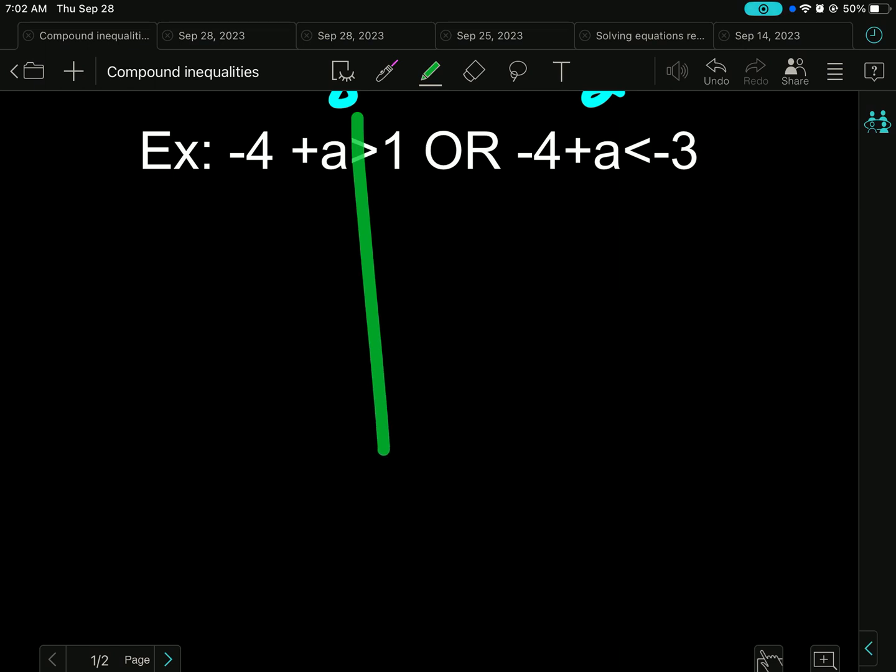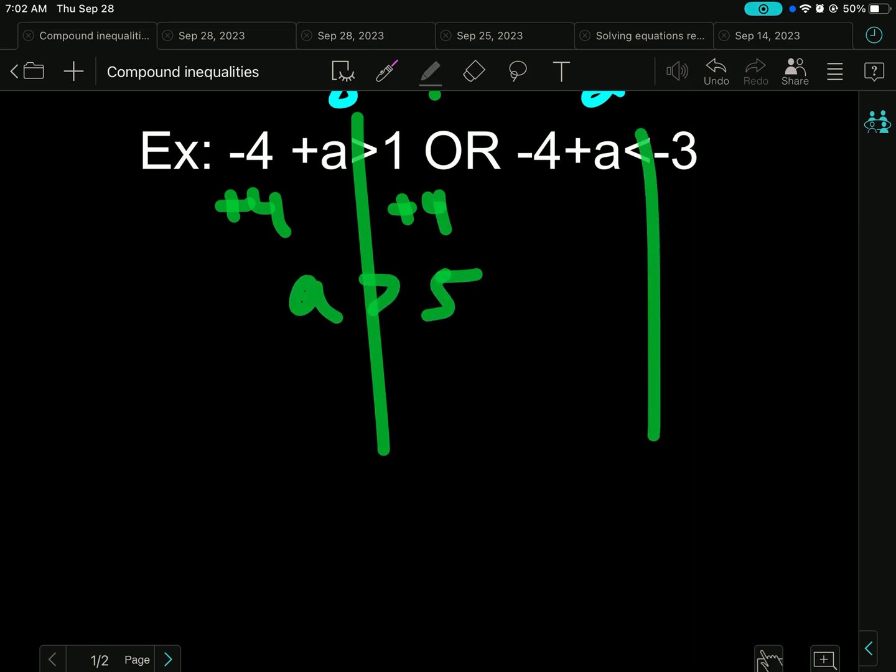So again, I'm going to have my balance beam. I see a is not by itself, so I'm going to add 4 to both sides. So I get a is greater than 5. I'm going to do the same thing on this side over here. I'm going to add 4. So I get a is less than 1.